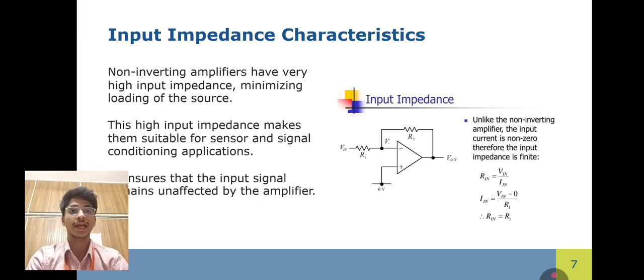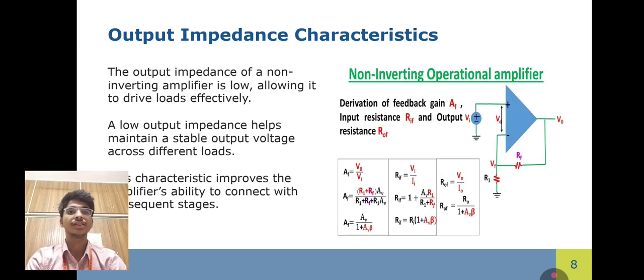Input impedance characteristics. Non-inverting amplifiers have very high input impedance, minimizing loading of the source. The high input impedance makes them suitable for sensor and signal conditioning applications. Output impedance characteristics. The output impedance of the non-inverting amplifier is low, allowing it to drive loads effectively. A low output impedance helps maintain a stable output voltage across different loads.